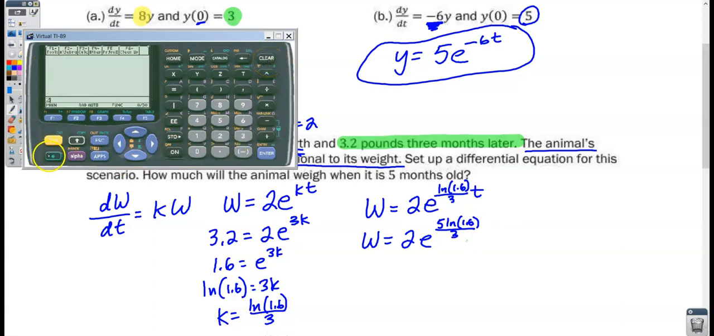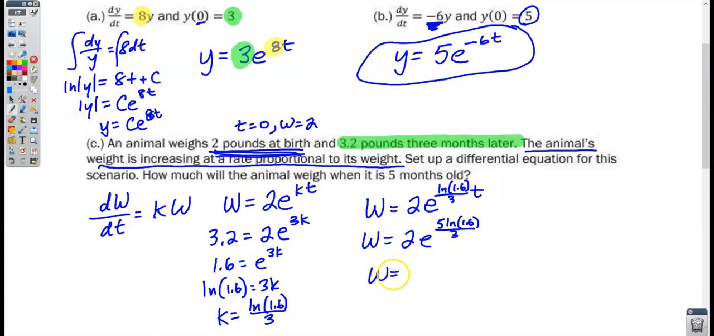calculate out a value. This is going to be 2e to the 5 times the natural log of 1.6 over 3. Close my exponent. And this is 4.378, with 4.377 also being acceptable with truncation.